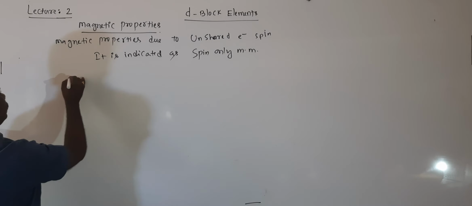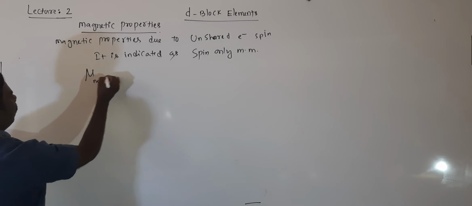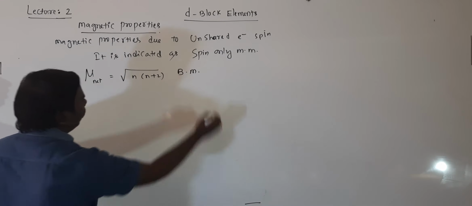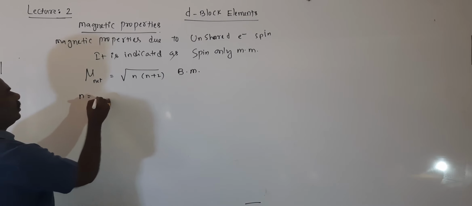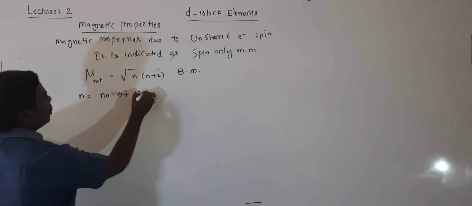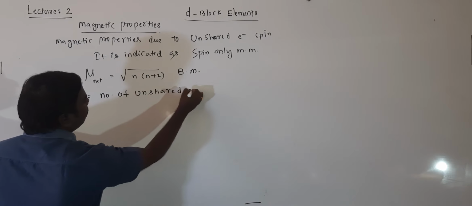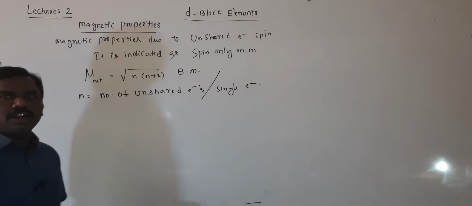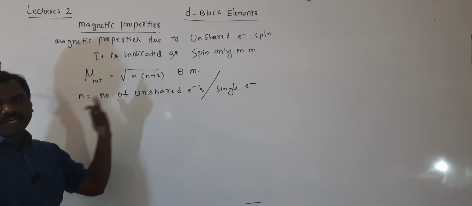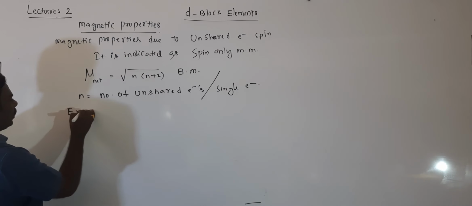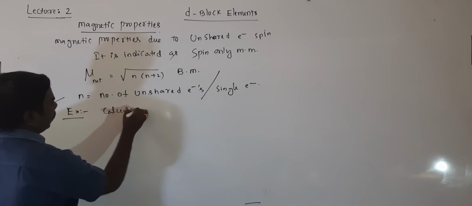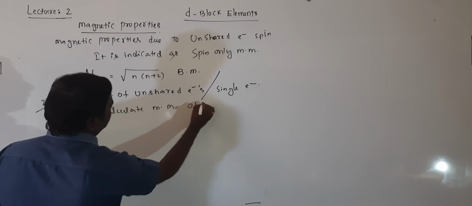Spin only magnetic moment is determined by the net magnetic moment, equal to root n into n plus 2, where n is the number of unshared electrons. Unshared electron is nothing but a single electron, not a paired electron. So you just substitute, then you will get the answer. Examples, it is a 2 marks question, very important. Calculate the magnetic moment of the following.